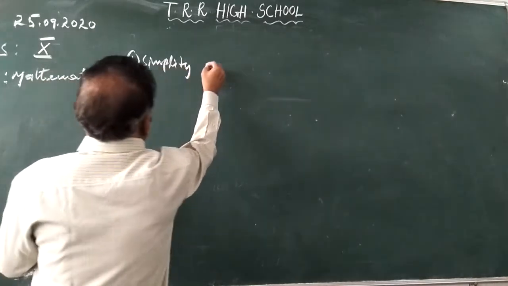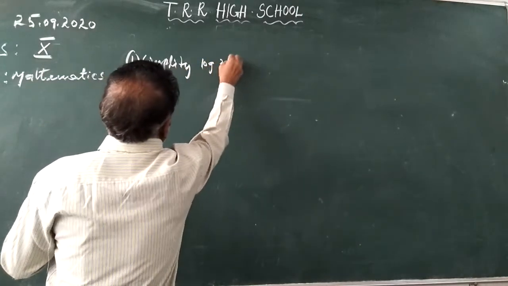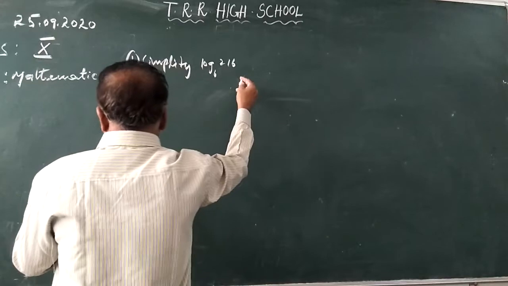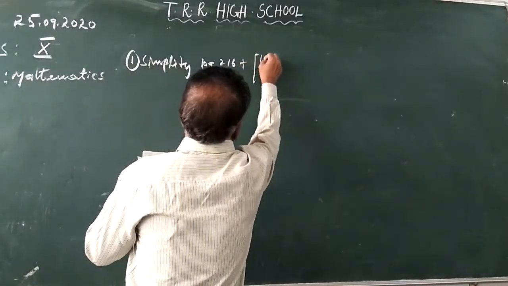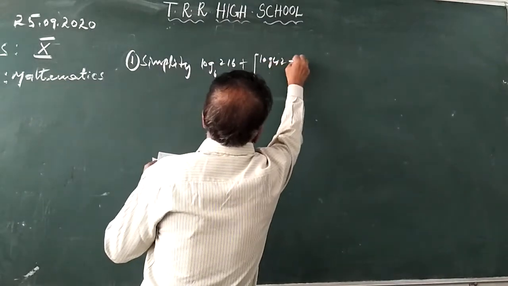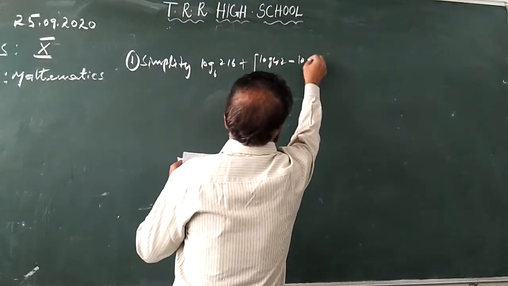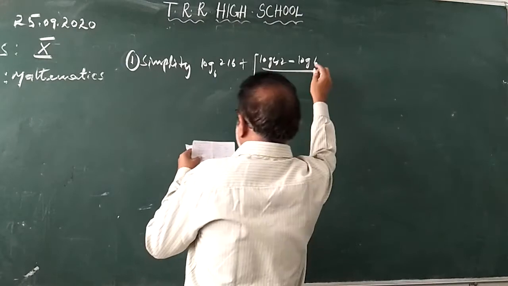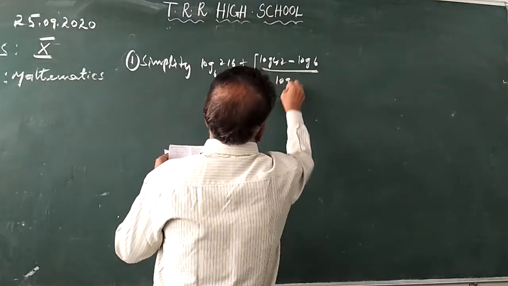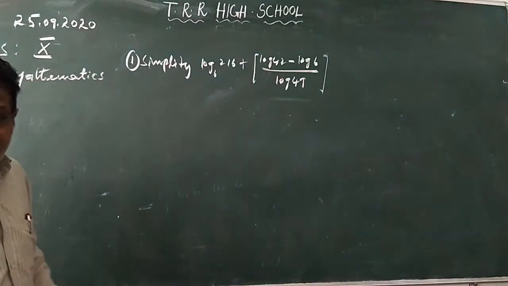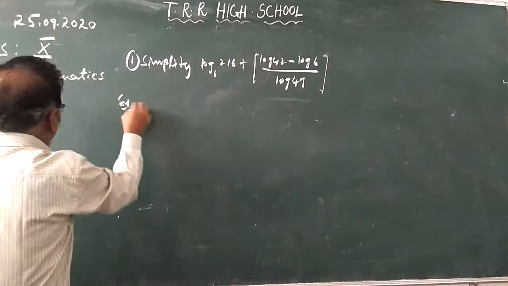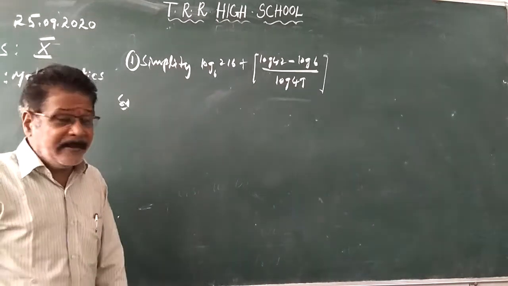Simplify. Log 216 base 6 plus log 42 minus log 6 by log 49. How to simplify this? Let us work out. So log 216 base 6.